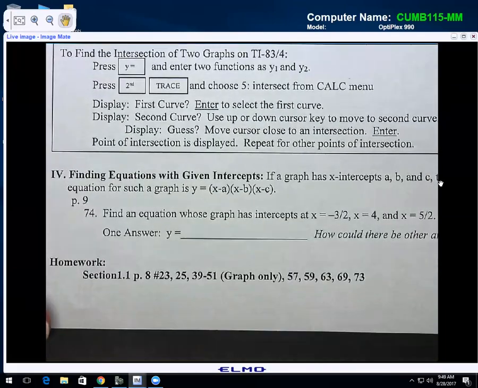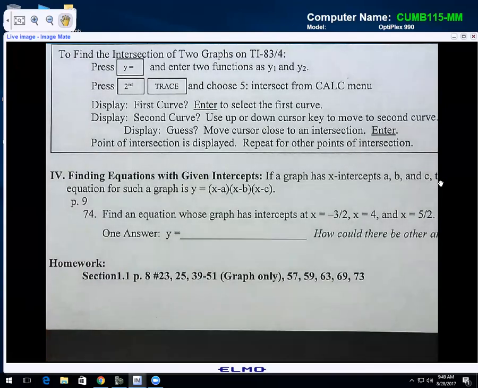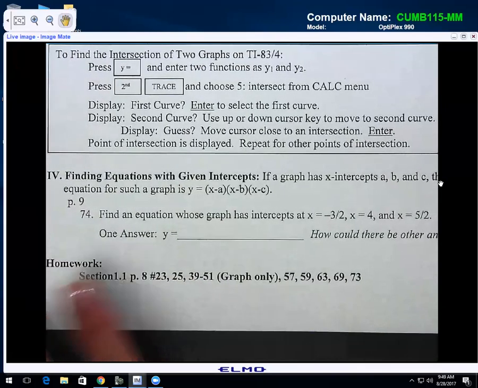Last thing I want to mention, and I'll give you these notes in just a second. Last thing I want to mention is if I tell you something is a linear equation, and I give you a point and a slope, you can plug it in point-slope form and find the equation of the line. If I give you 2 points, you can find the slope, and then you can find the equation of the line. But what if I tell you something's not linear, and I just give you its x-intercepts?